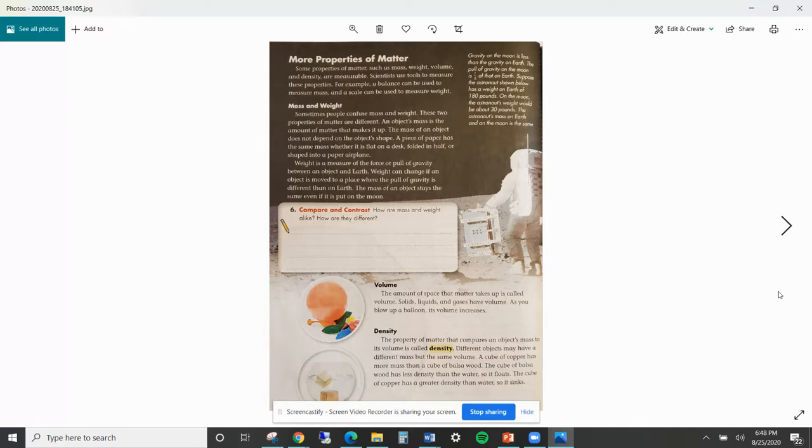So you're going to have to say, mass and weight are alike because of so, so, and so. And then you have to say mass and weight are different because of so, and so, and so. Okay, your next question is going to be, how much would you weigh on the moon?